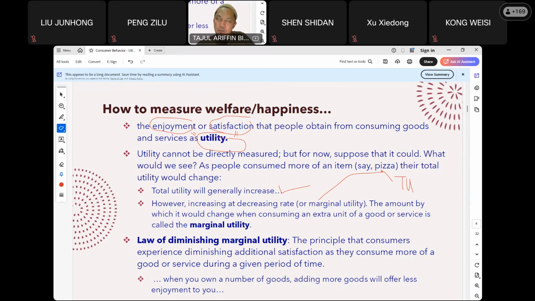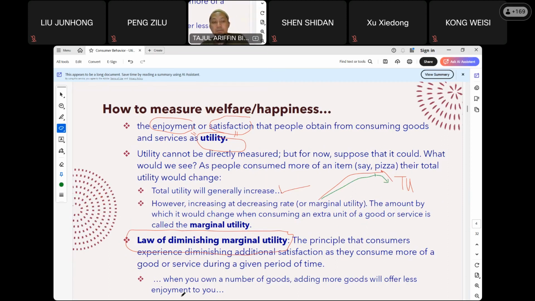Actually, when we discuss the production function in the upcoming lecture, the shape of the production function is almost the same as the total utility curve. Therefore, from here we obtain the so-called law of diminishing marginal utility. Meaning, as more and more things are added into our basket, of course the total utility initially increases, but eventually will fall. This is called the law of diminishing marginal utility.